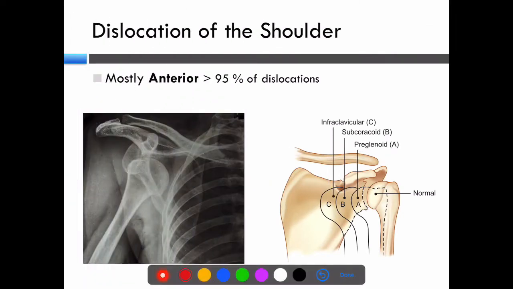So mostly the anterior dislocation is classified in three types. As you can see, this is the normal joint. The humeral head has dislocated towards the medial side. So we classify this according to the position of the humeral head. When it first comes in front of the glenoid, it is called preglenoid. Then it comes just below the coracoid, that is subcoracoid, and then it crosses the coracoid process and lies underneath the clavicle, that is infraclavicular. So this subcoracoid variety is the most common type of anterior shoulder dislocation.